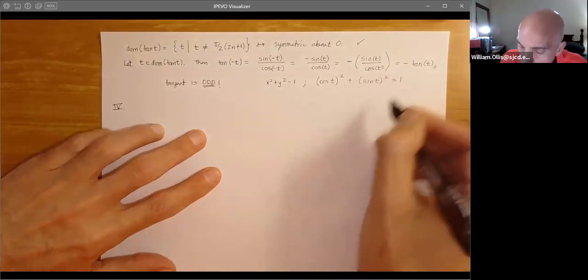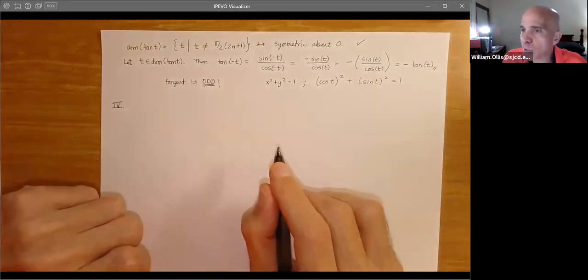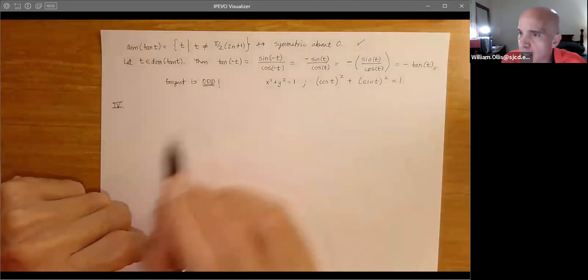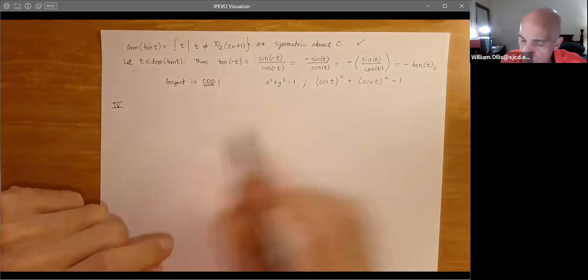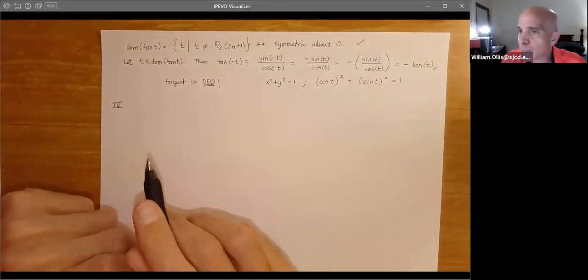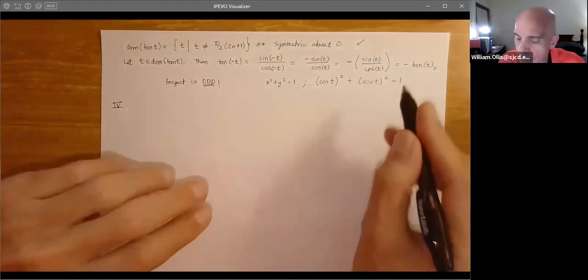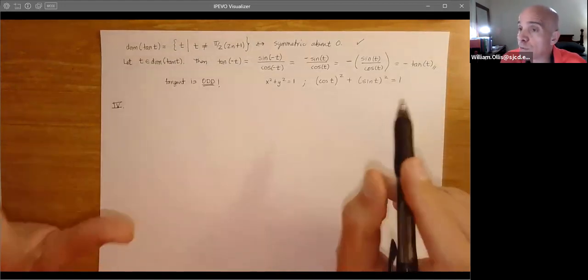And this is what we call the fundamental identity. This is true for all real numbers. So any value of t that you input, this is valid. So anytime you see cosine squared plus sine squared, that's 1. That's fundamental.